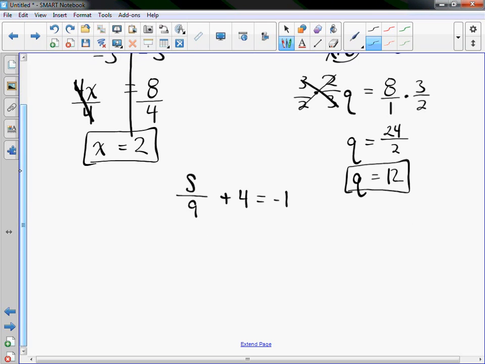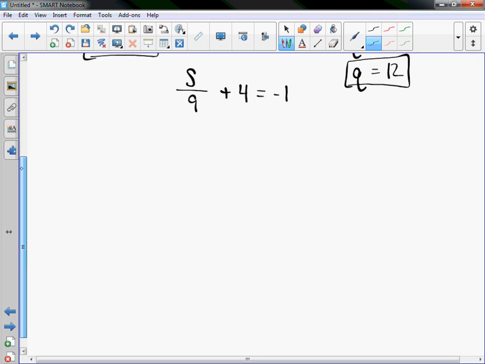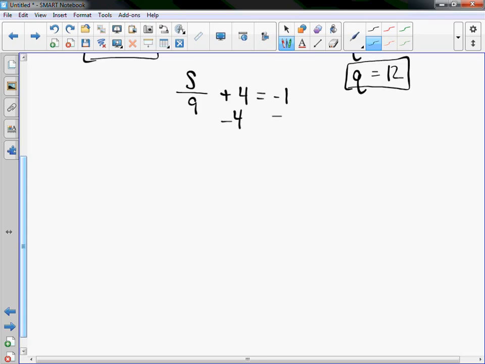Okay, one last problem down here. Has division in it this time. s divided by 9 plus 4 equals -1. Okay, again, getting rid of the plus 4 is probably the best route to go. So I'm going to subtract a 4 from both sides.